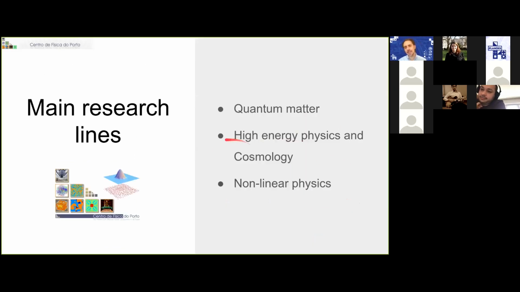So I will tell you briefly a few things about our main research lines. I divided them into three parts: quantum matter, high energy physics and cosmology, and nonlinear physics. But again, let me show you, António, because he beautifully has shown that this is just a way of trying to put the visions in something that can bring them into a common language, and for sure quantum matter and high energy physics have a lot in common.